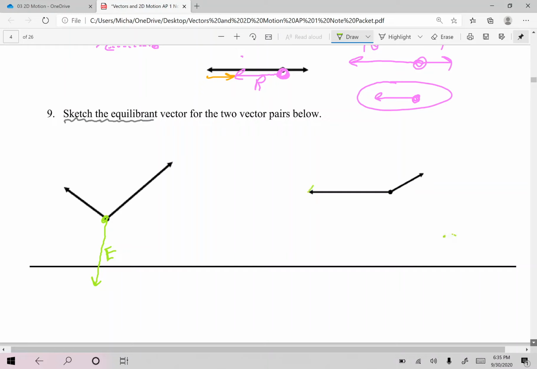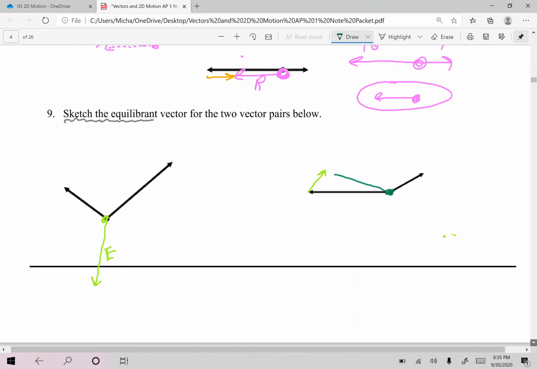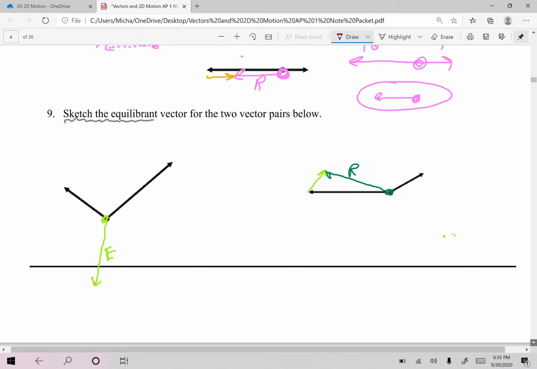Over here, I'm going to redraw one. I'm going to draw in a resultant. I'm doing all sorts of colors today. Start to finish. So that's my resultant, which means that for the equilibrium, we're going to try and keep the same length and go exactly the opposite direction. The equilibrium.